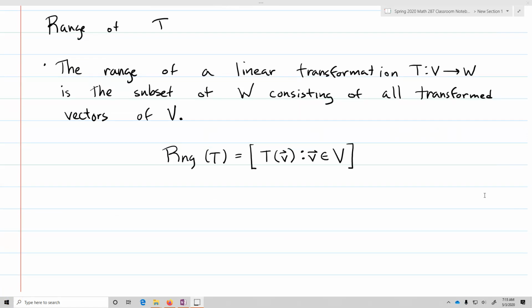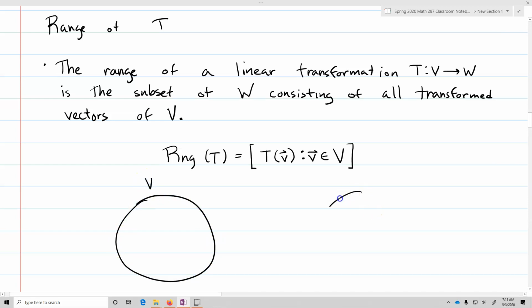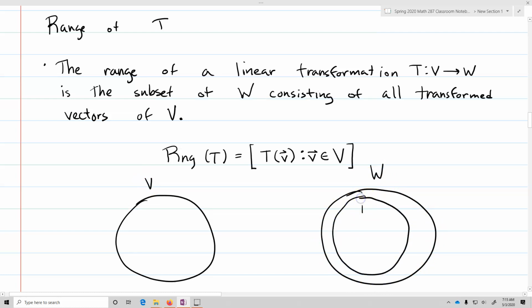The second concept that we're going to look at now is called the range of T. So the range of a linear transformation T, V into W, is the subset of W consisting of all transformed vectors of V. This is pretty much identical to the idea of range that we get from functions. So I've got my domain V, and I've got my codomain W, and within W, I'm going to have the range of T.